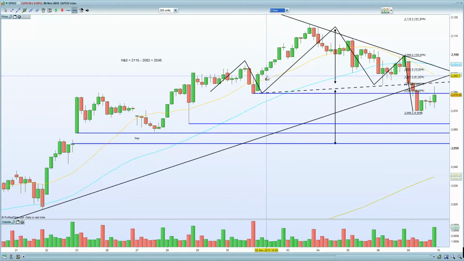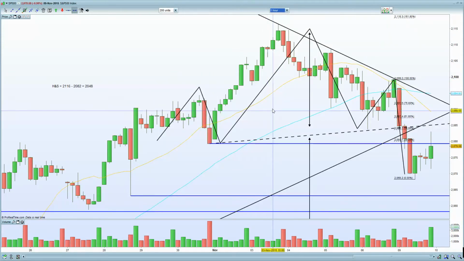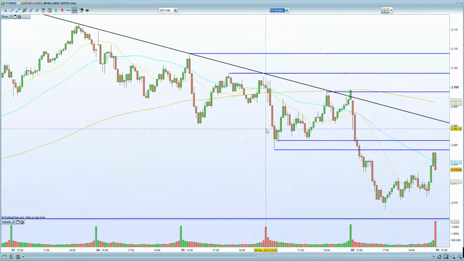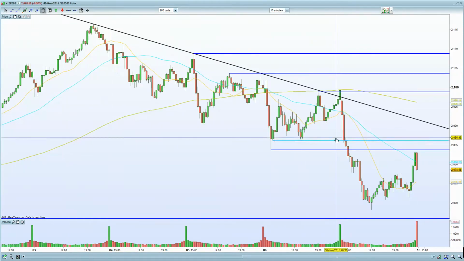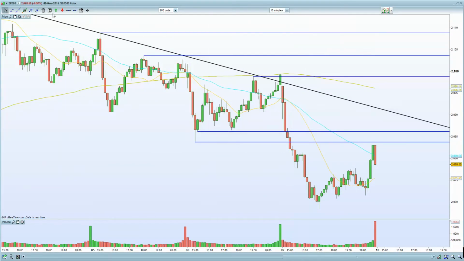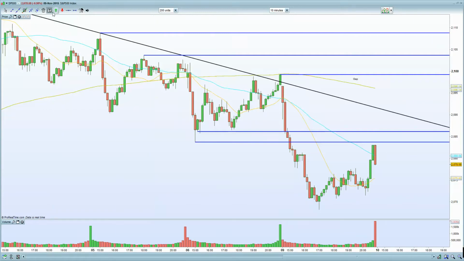If we take out that 2083, 2084 neckline, then you are looking at a powerful short squeeze right back up to the gap fill level on the 10-minute chart. If I just show you this as well, you have a gap fill level here. Bear with me. You have a gap fill level right up here, and that gap fill level is currently 2099. So don't be surprised at 2099.